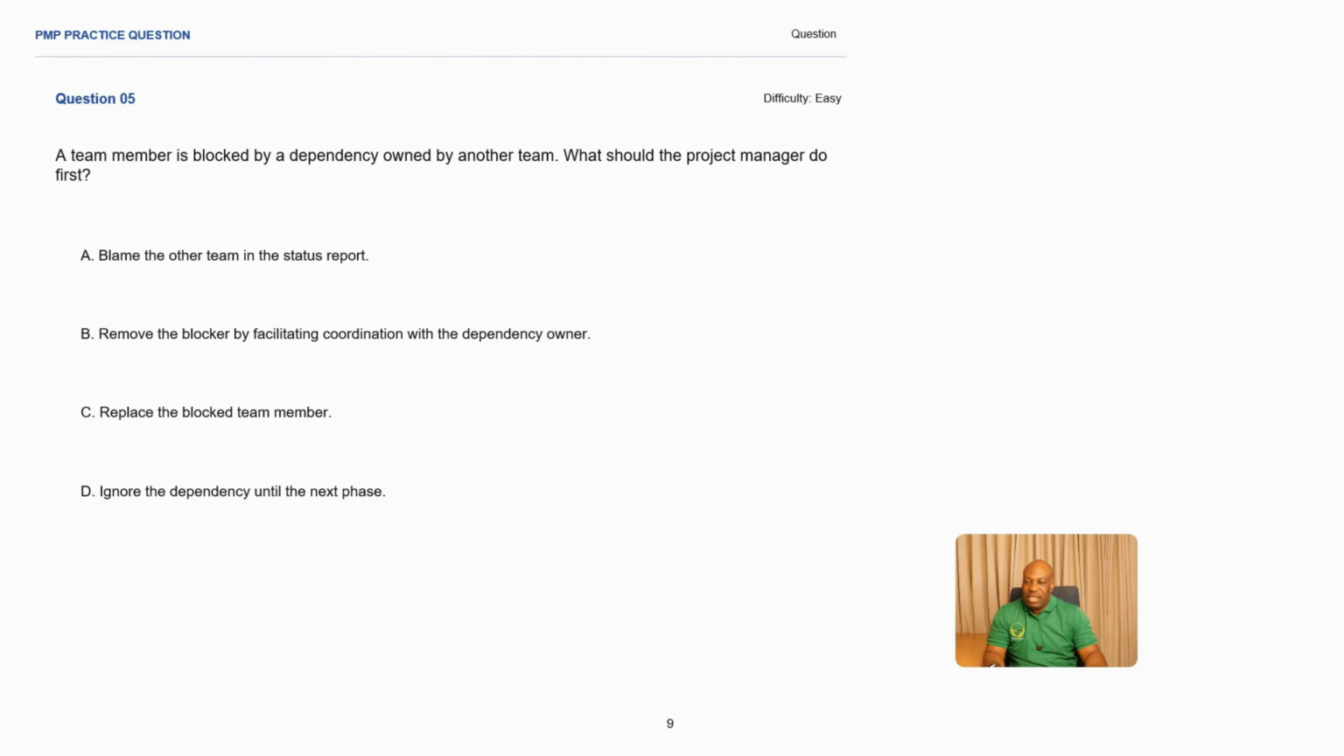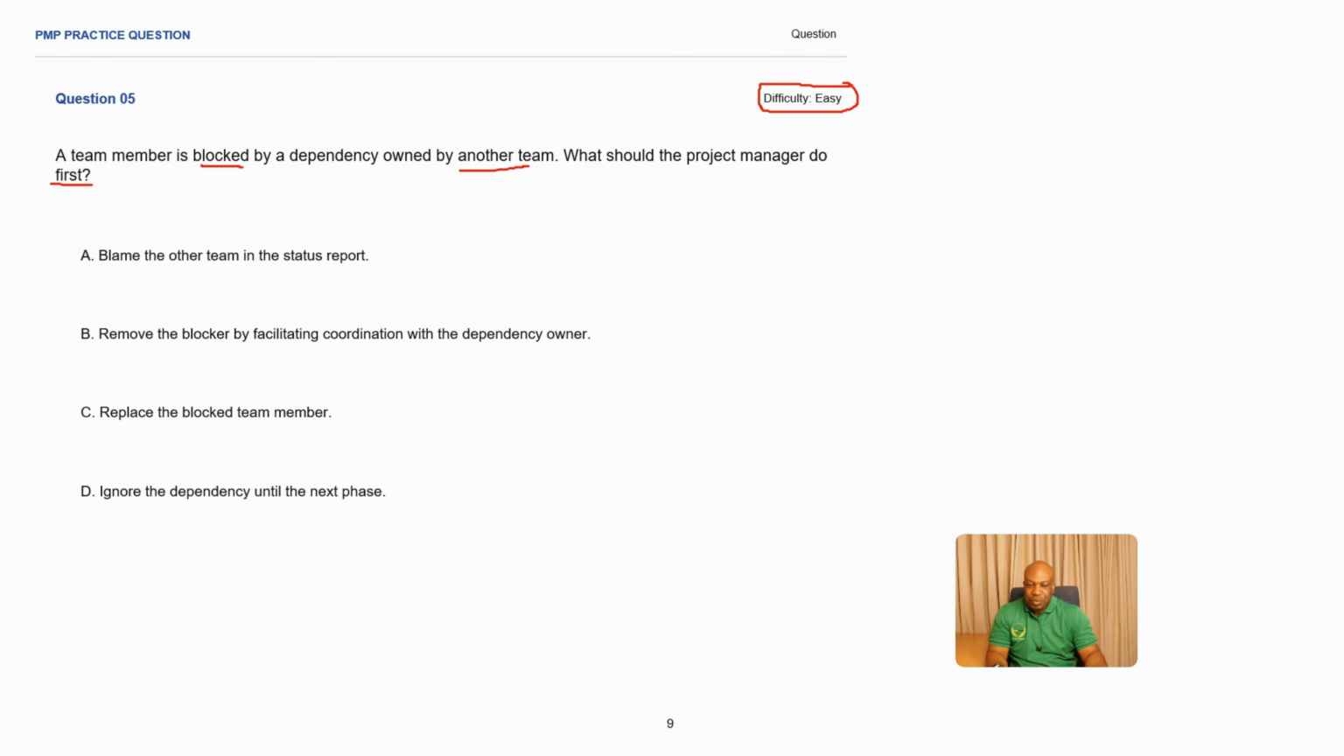Okay, practice question number 5. A team member is blocked by dependents owned by another team. Okay, what should the project manager do first? This is very important. So the difficulty here is also classified as easy. So the best thing now is to be able to understand the problem statement. The team member is blocked. So this is the problem. Because there's a dependence on another team. So the problem is the team member is supposed to do something, but is being blocked because of some other work to be done by another team. What should the project manager do first?